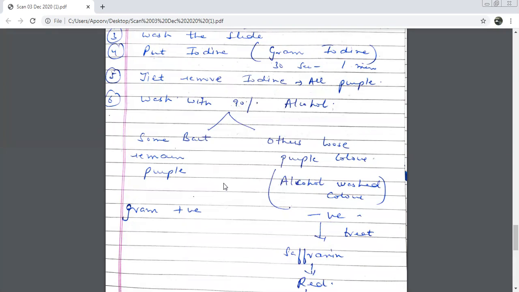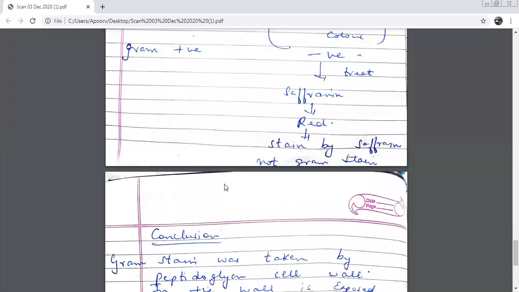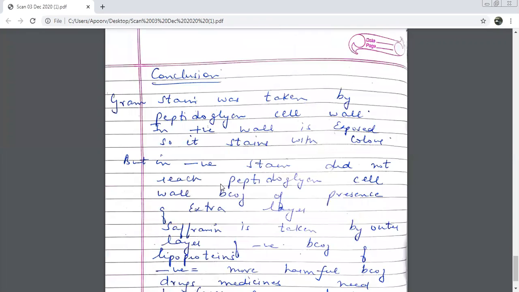Peptidoglycan. Yes, peptidoglycan. But in gram negative, the peptidoglycan could be taken. Which ones are more harmful for health? Gram negative. And what is the reason? Because they are bilayered, so drugs and medicines do not work on them easily. It's difficult. It takes more time, and we need more advanced kinds of drugs to treat such bacteria.